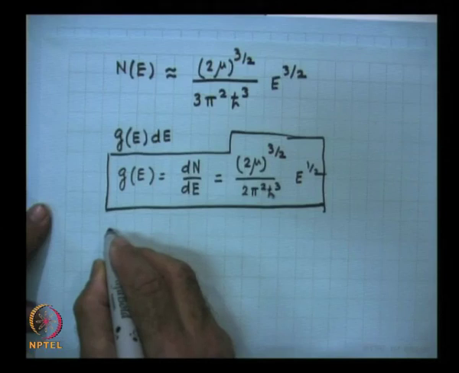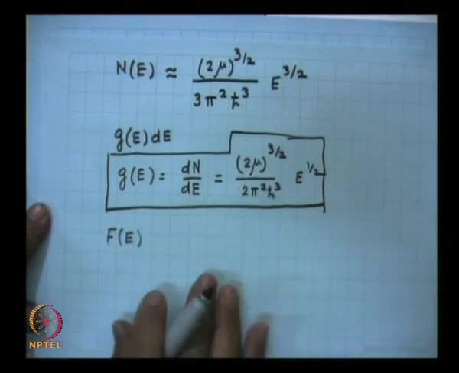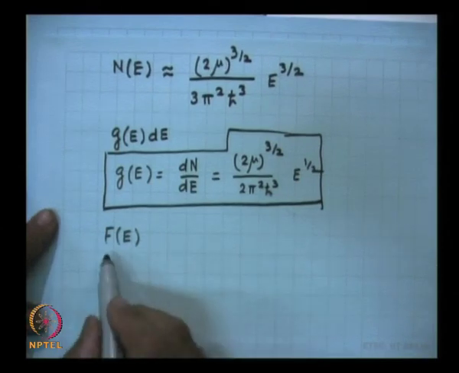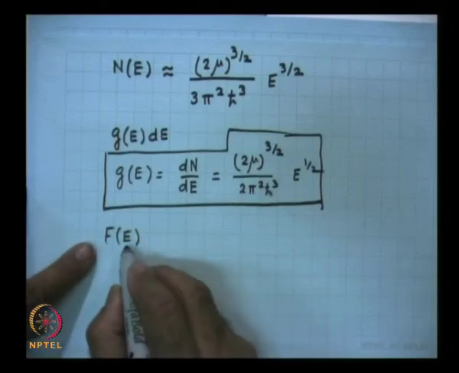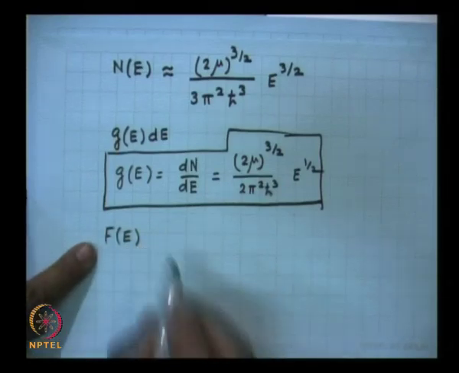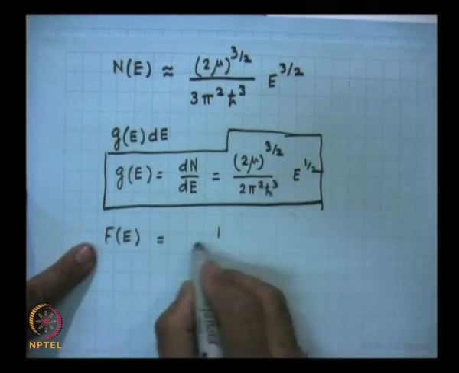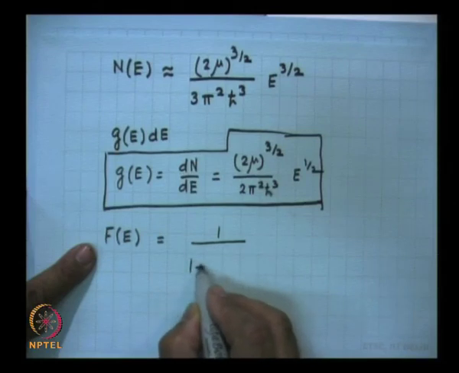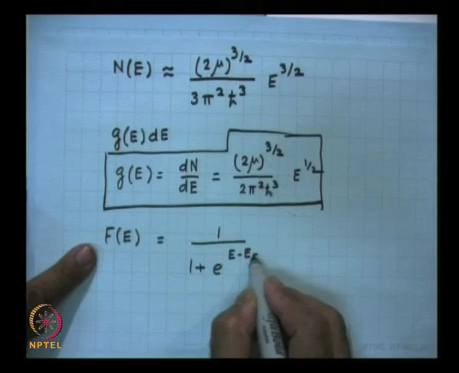So, let us suppose, I am sure you are familiar with what is known as the Fermi Dirac distribution. The Fermi Dirac distribution, which is usually represented by the symbol capital F, is a function of temperature and is the probability of occupation of a particular state. And this function is given by 1 over 1 plus e to the power of E minus E f by k T.